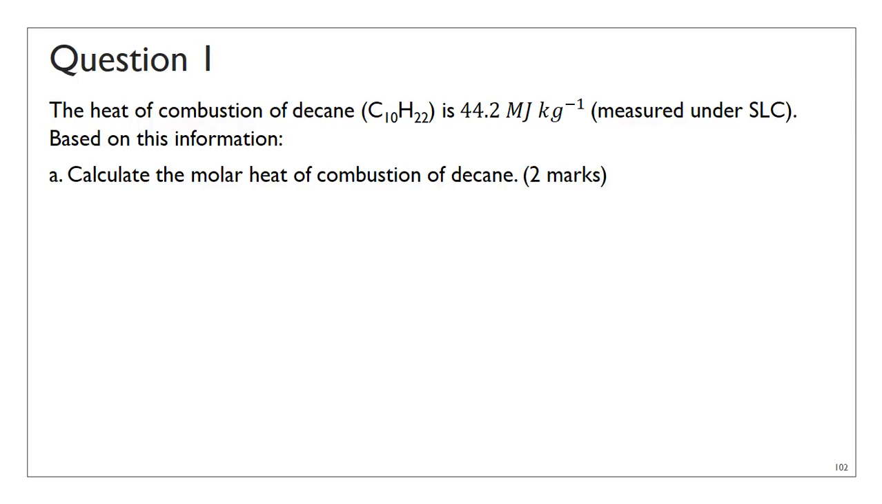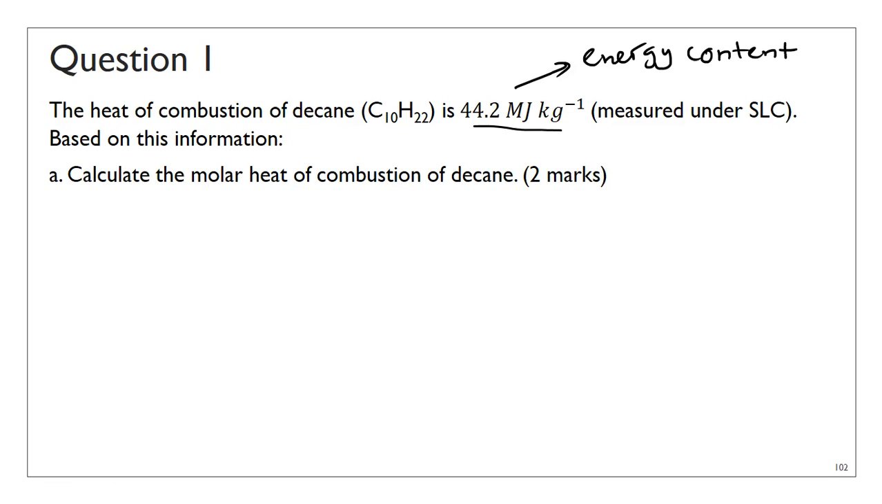Let's have a look at this question. The heat of combustion of decane, formula is given, is 44.2 megajoules per kilogram. Another name for this, which they use in some questions, is energy density. So sometimes they just say the energy density of decane is 44.2 megajoules per kilogram. So energy content is the other name that you can use.